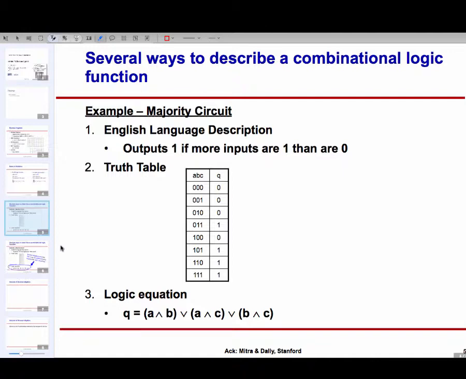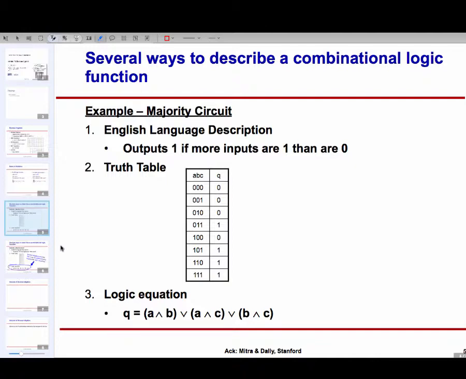For example, 0 0 0 means everyone voted no, so the output is 0. On the other hand, 1 1 0 means two people voted yes and one voted no, so the majority voted yes, so the output is 1, and so on. So in this particular case, 011, 101, 110, and 111 are the four cases where the output is high. In terms of a logic equation, I could express it by saying output is equal to A and B, or A and C, or B and C.